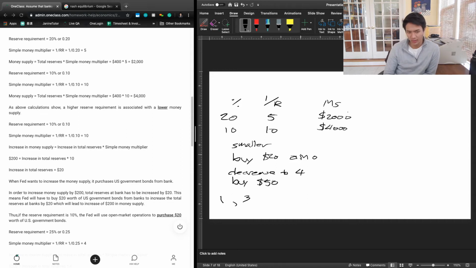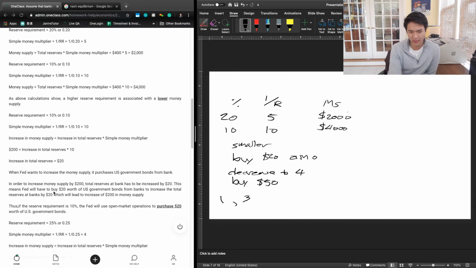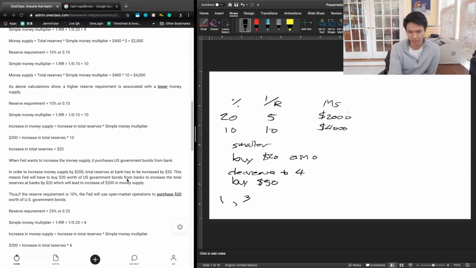And then they said in order to increase the money supply by $200, total reserves at banks have to be increased by $20. This means the Fed will have to buy $20 worth of U.S. government bonds to increase the total reserves by 20, which will lead to an increase of $200 in the money supply.